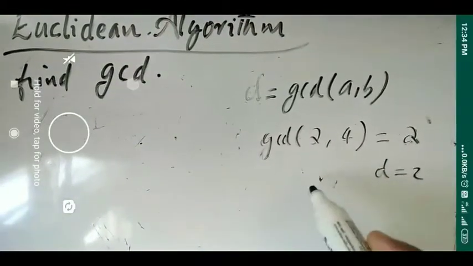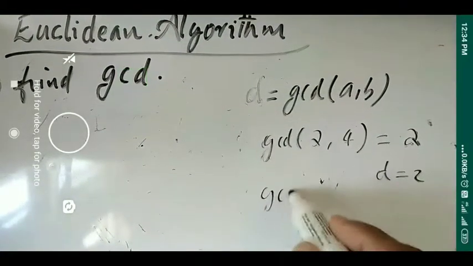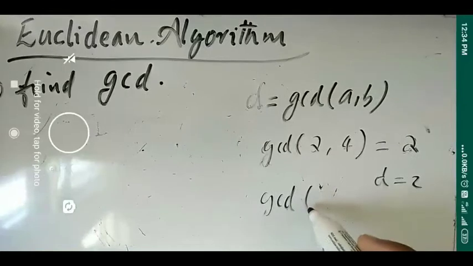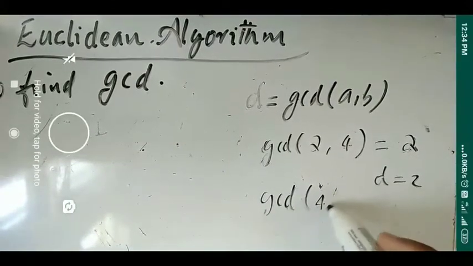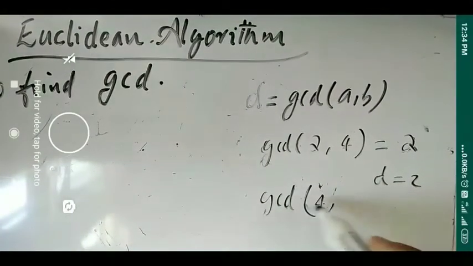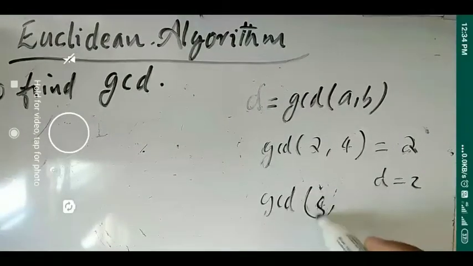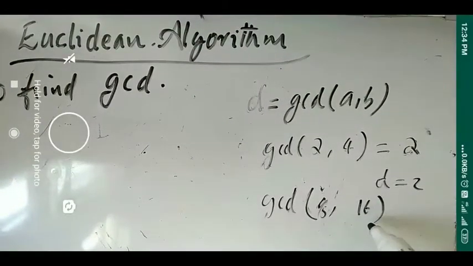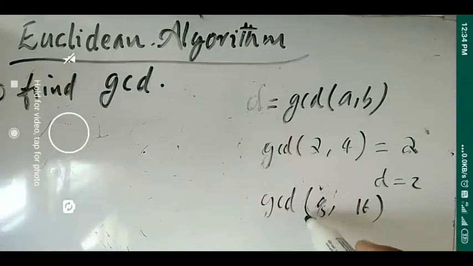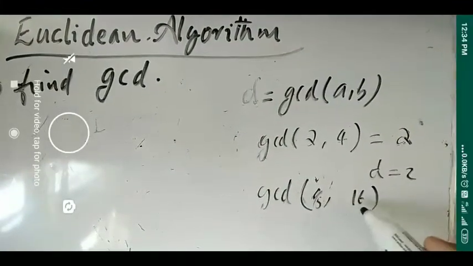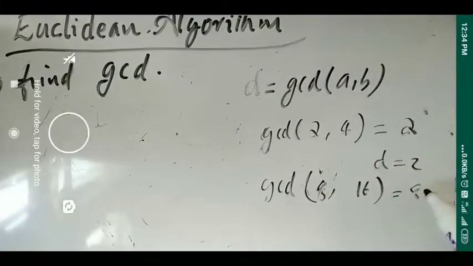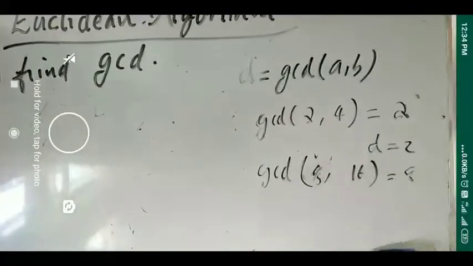For another example, GCD of 8 and 16, which is a common divisor, the greatest common divisor is 8. Like that we can find the greatest common divisor.